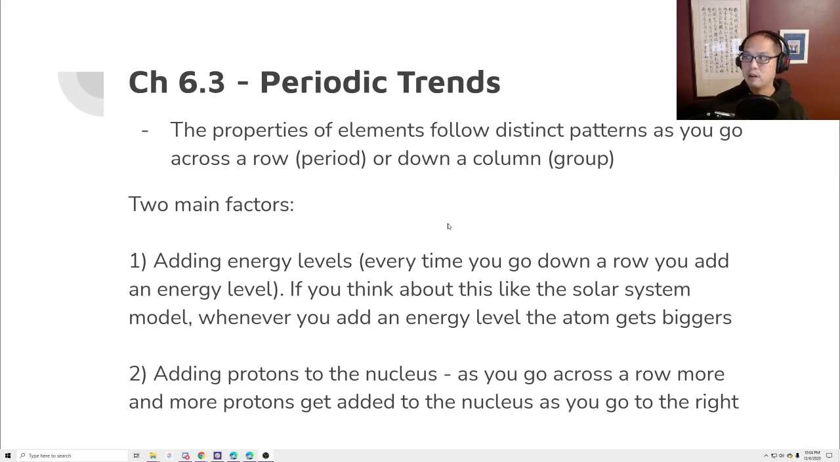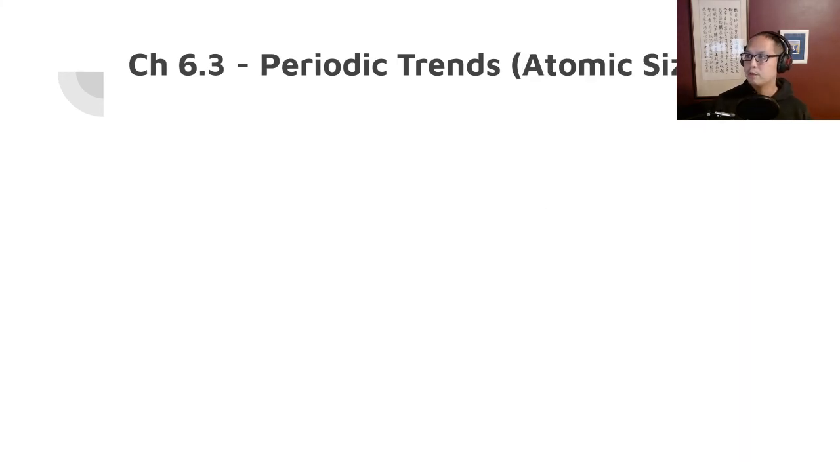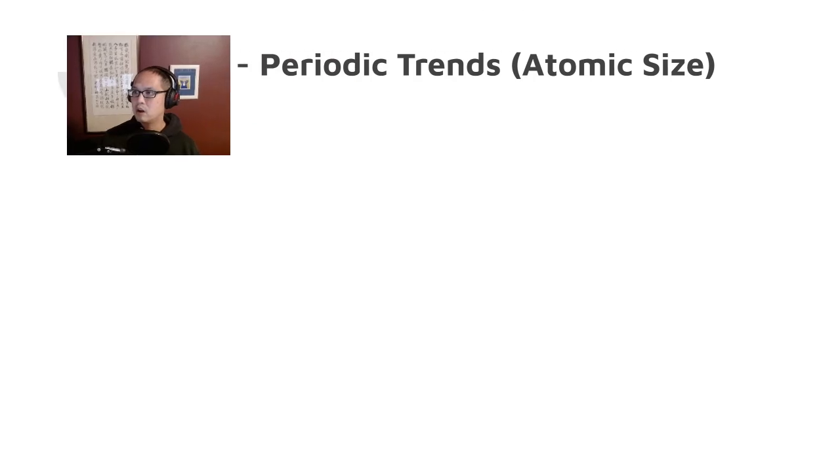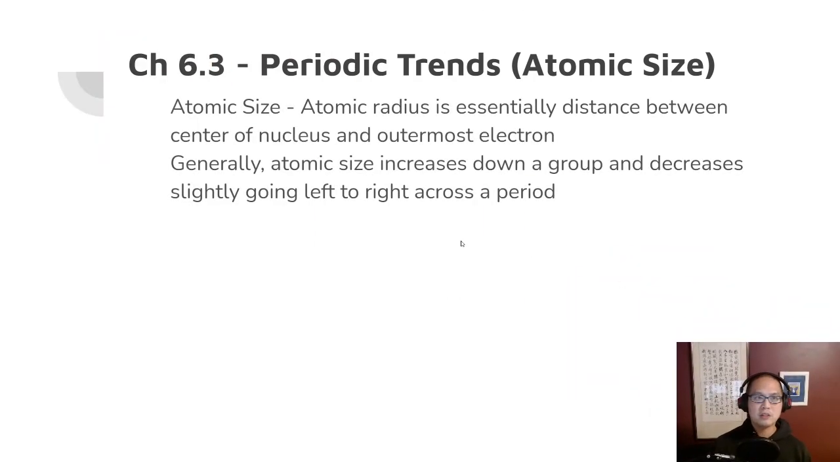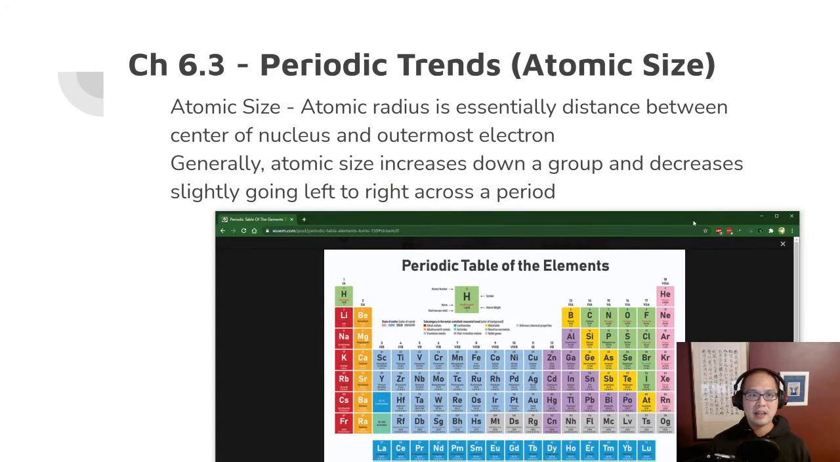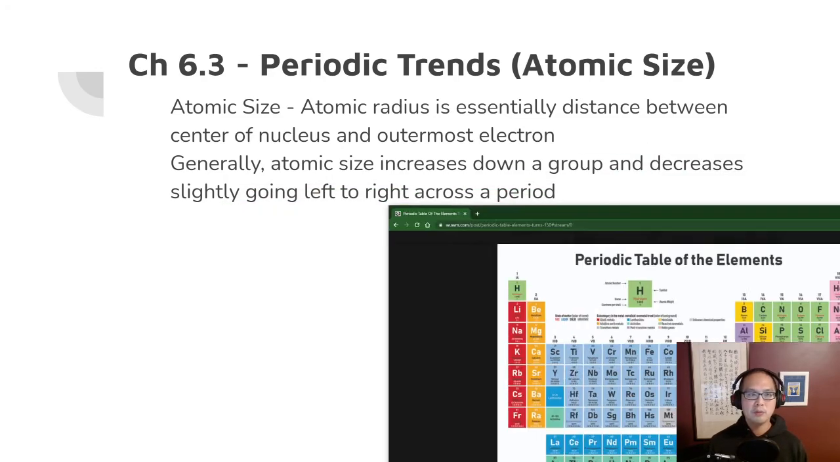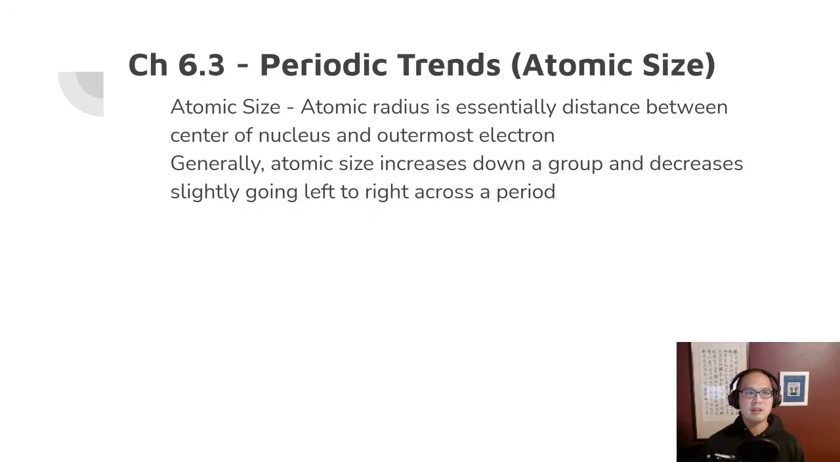So we're going to take a look at 3 of them. All right, so the first trend we're going to look at is called atomic size. Atomic size is basically the distance between the center of the nucleus and the outermost electron. Again, refer to your Gizmo to see a picture of that. But in general, the atomic size increases down a group and decreases slightly going left to right across a period.